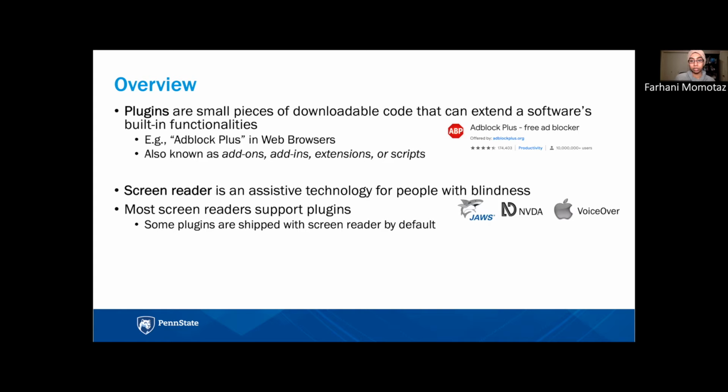The next component is a screen reader, which is an assistive technology for people with vision impairment, especially for blind users. Screen readers narrate on-screen visual content serially and support keyboard shortcuts to interact with an application. Three most popular screen readers are JAWS, NVDA, and VoiceOver in desktop. Like many applications, screen readers also support plugins, and some plugins are shipped with screen reader by default.